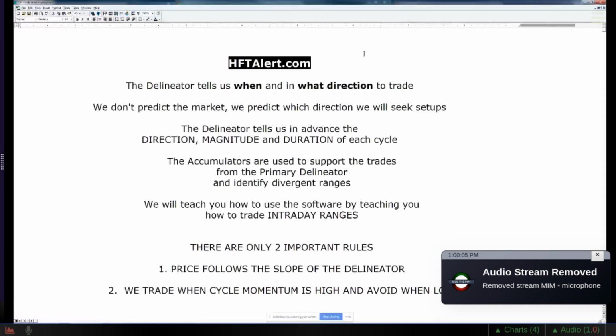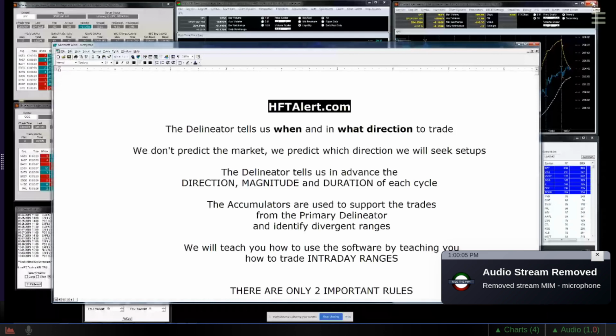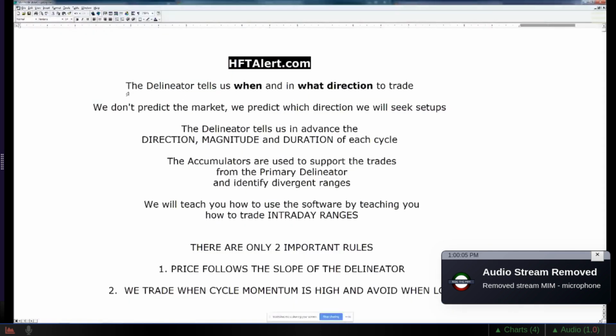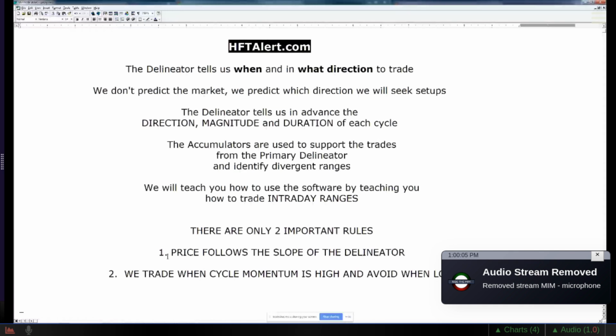Now, what we do that is so different from everybody else is we're not really trying to predict the market. Some of our trades are, but the bulk of our trades are not designed to predict the market. They're designed to predict what direction we're going to be seeking setups, and whether we're going to be seeking long setups or short setups. And that is the bit here where it says the delineator tells us when and in what direction to trade.